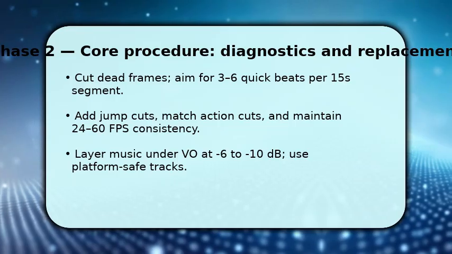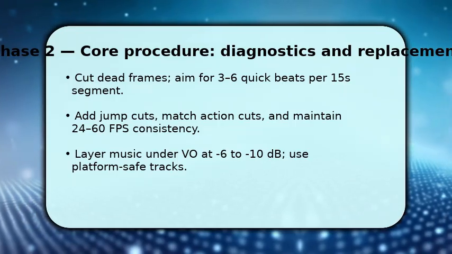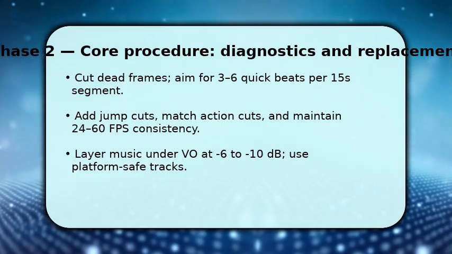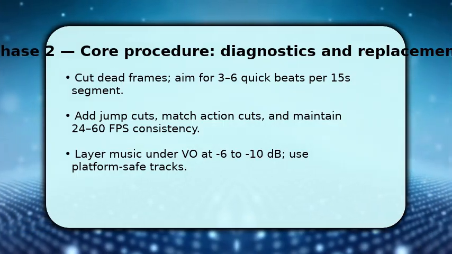Once the flow feels tight, lower background music to about -6 to -10 decibels so your voice or main sound stays dominant, and choose royalty-safe tracks to avoid muting.